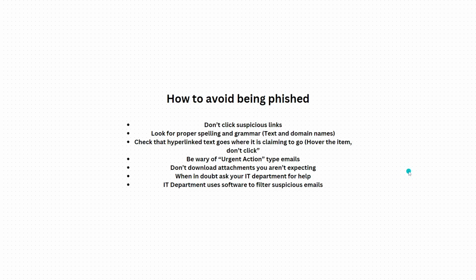Now let's talk about a couple basic ways you can avoid being phished. As a user, you should not be clicking any suspicious links. If it doesn't make sense for you to click, do not click it. Another thing to look for is proper spelling and grammar. A lot of the times, hackers and attackers will misspell things because they're in a hurry, they're just trying to get as much phishing email content as they can out, or they're not paying attention.